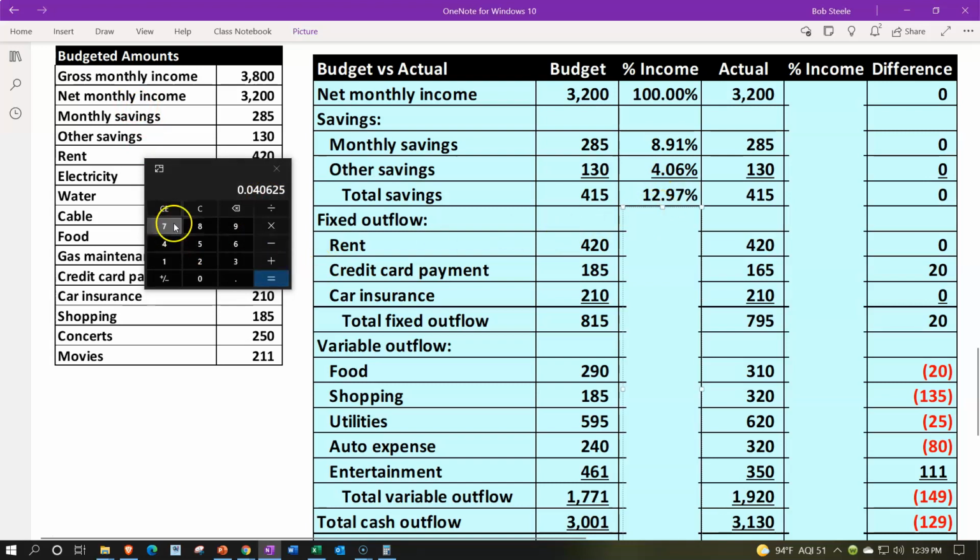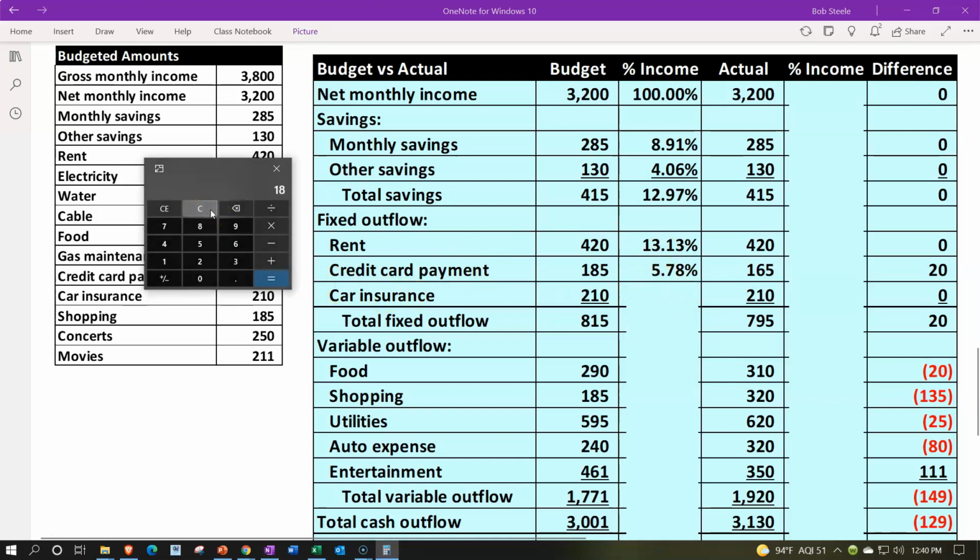And then total savings you can calculate by either taking the 415 divided by the 3200, giving us the 12.97, if we move the decimal place 2 places over. Or you could be adding up the 8.91 plus 4.06. And that would be the 12.97 as well. And you can continue this on down. Let's do one more category. You've got the 420 divided by the 3200, moving the decimal over, 13.13.